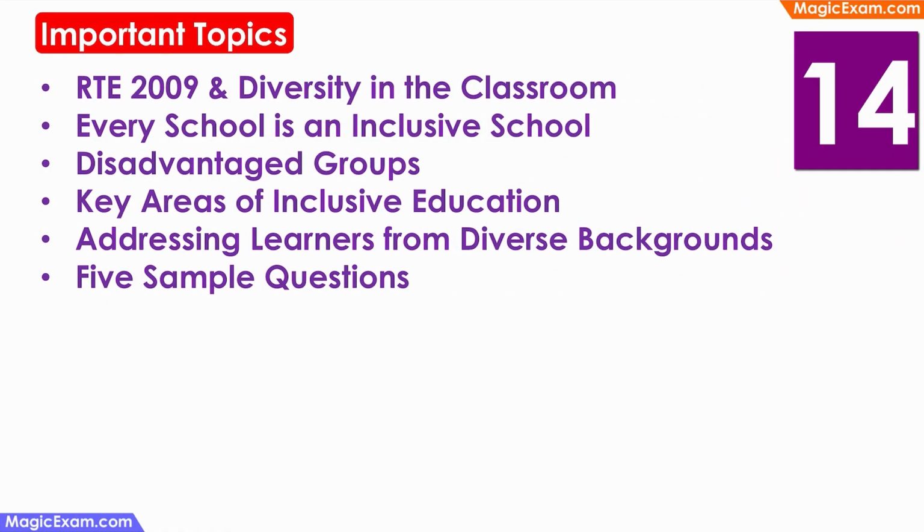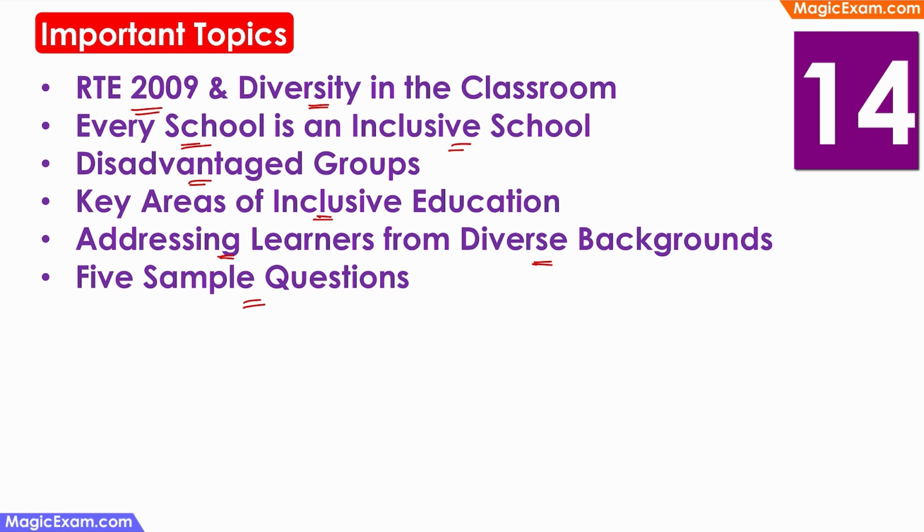In this video, I will just be touching upon those topics which are important from your CTET examination point of view. We'll start with understanding what diversity in the classroom is and what the Right to Education Act says about diversity. We'll understand why every school is an inclusive school, and we'll see what disadvantaged groups are, what the key areas of inclusive education are, and how we address learners from diverse backgrounds. And we will end this video with some sample questions from previous question papers.